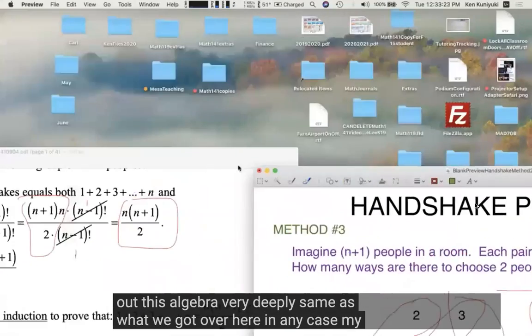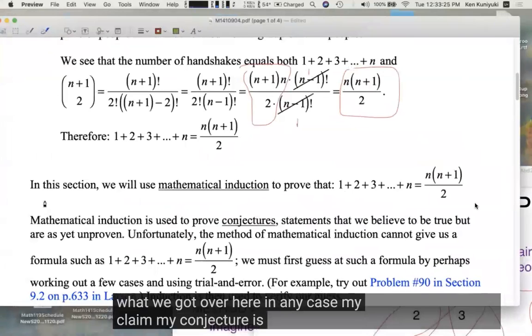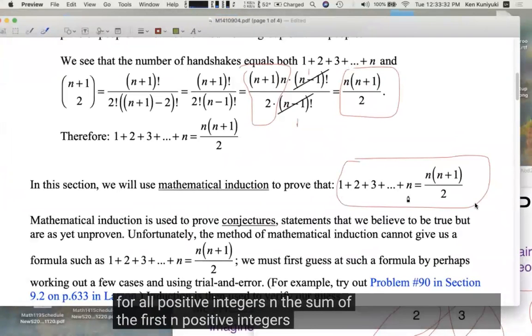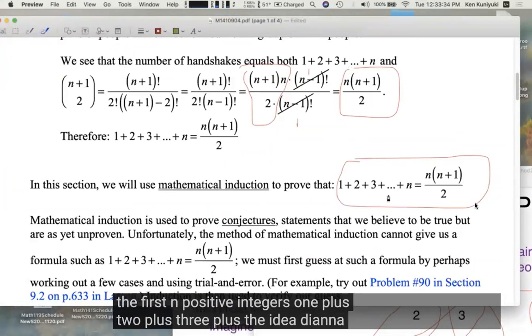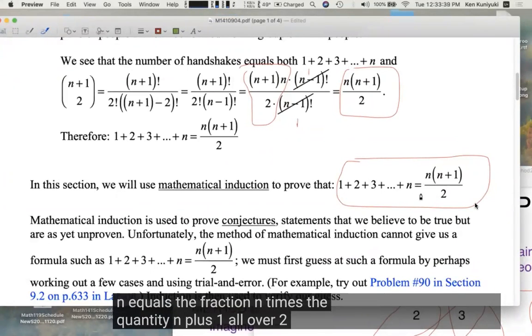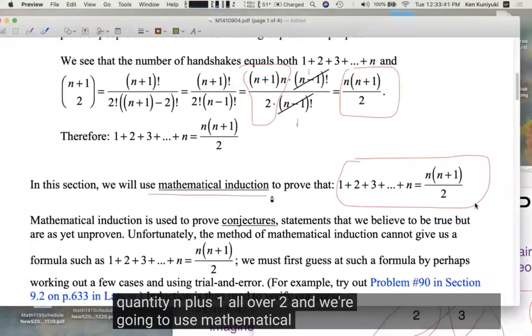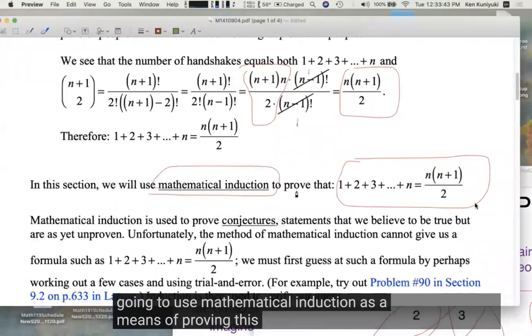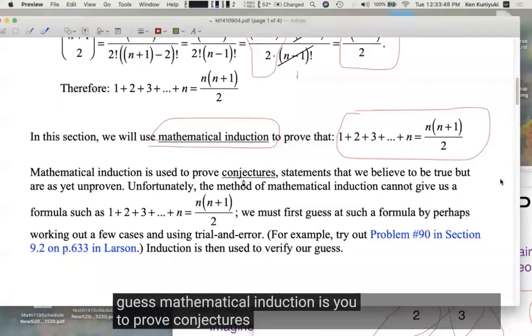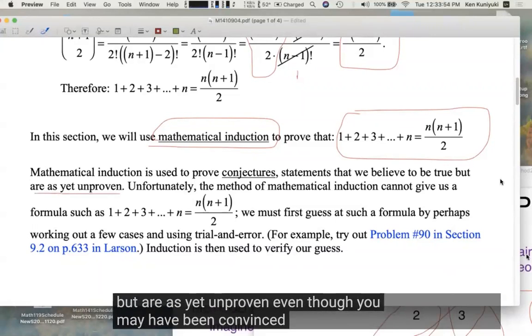In any case, my claim, my conjecture, is that this is true for all positive integers n. The sum of the first n positive integers, 1 plus 2 plus 3 plus yada, yada, yada plus n, equals the fraction n times the quantity n plus 1 all over 2. And we're going to use mathematical induction as a means of proving this conjecture, this guess. Mathematical induction is used to prove conjectures or guesses, statements that we believe to be true but are as yet unproven, even though you may have been convinced by my arguments.